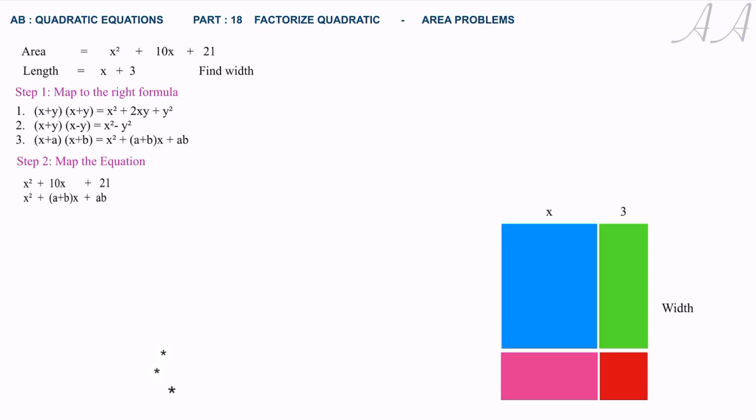Step 2 is mapping the equation. We map the equation by writing the equation we're currently doing over the formula we've just selected. So here's our equation, and here's the formula.